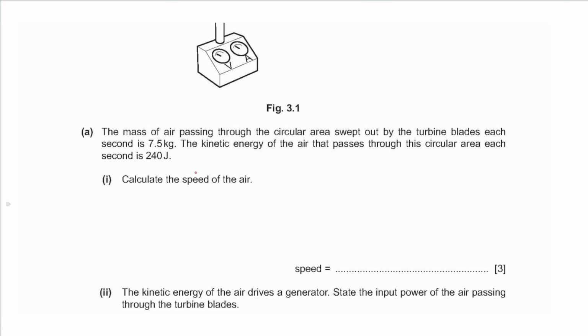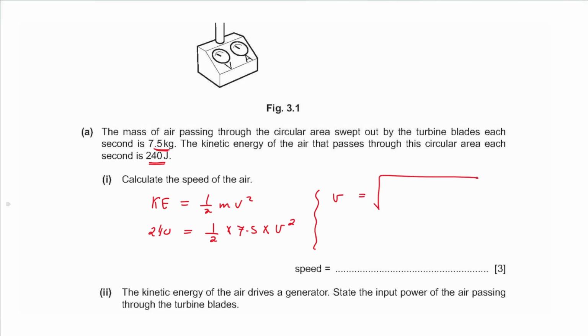Calculate the speed of the air. Since we have the kinetic energy and the mass, we can use kinetic energy is equal to half mv squared. So 240 is equal to half times 7.5 times the unknown velocity squared. Placing v as the subject of the formula, it will be equal to the square root of 240 times 2 divided by 7.5. This gives an answer of 8.0 meters per second.